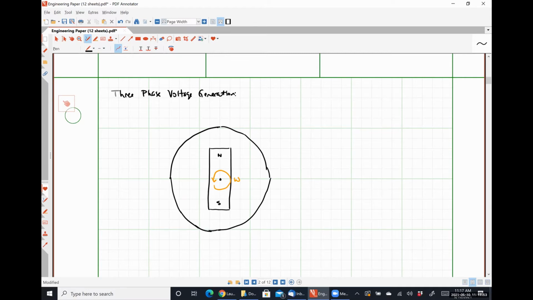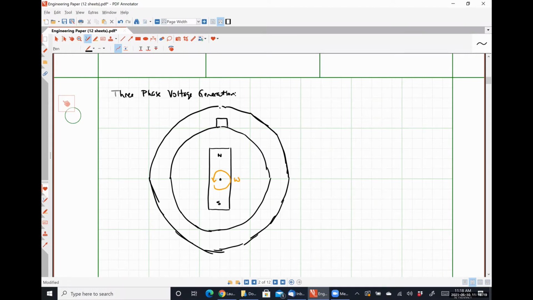So here is our stator. And a stator is just a stationary magnet. Okay. And there are coils associated with the stator, okay? So I'm going to call this guy here A, and then this guy down here will be A prime.